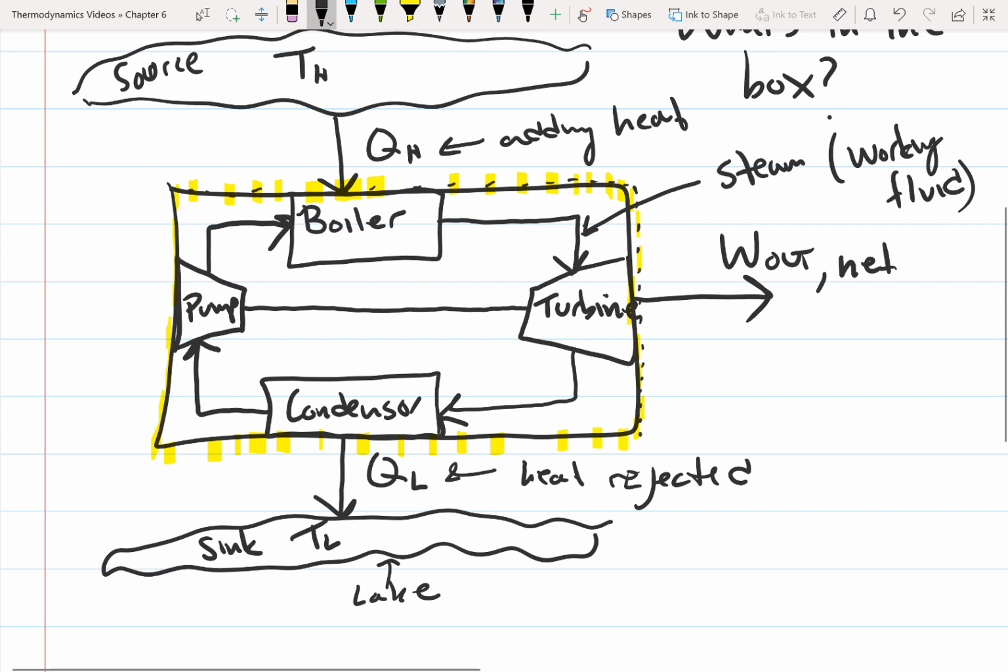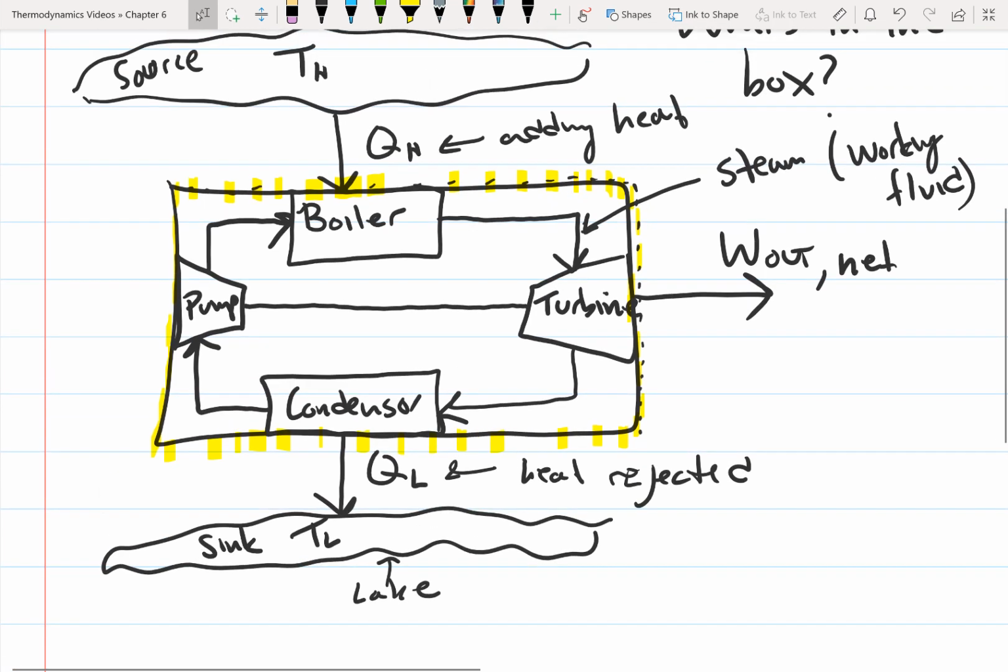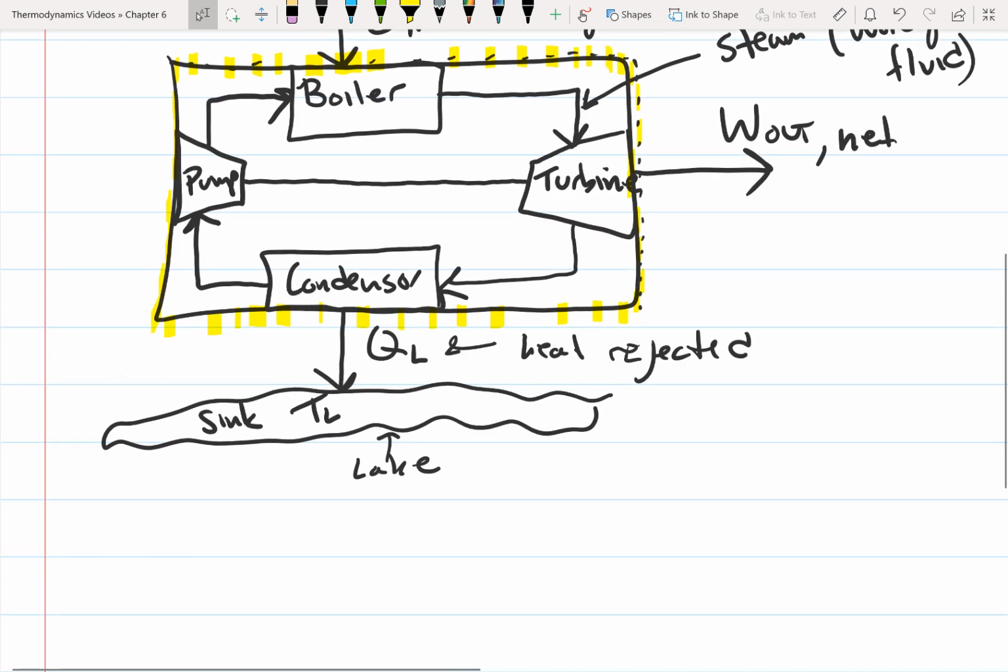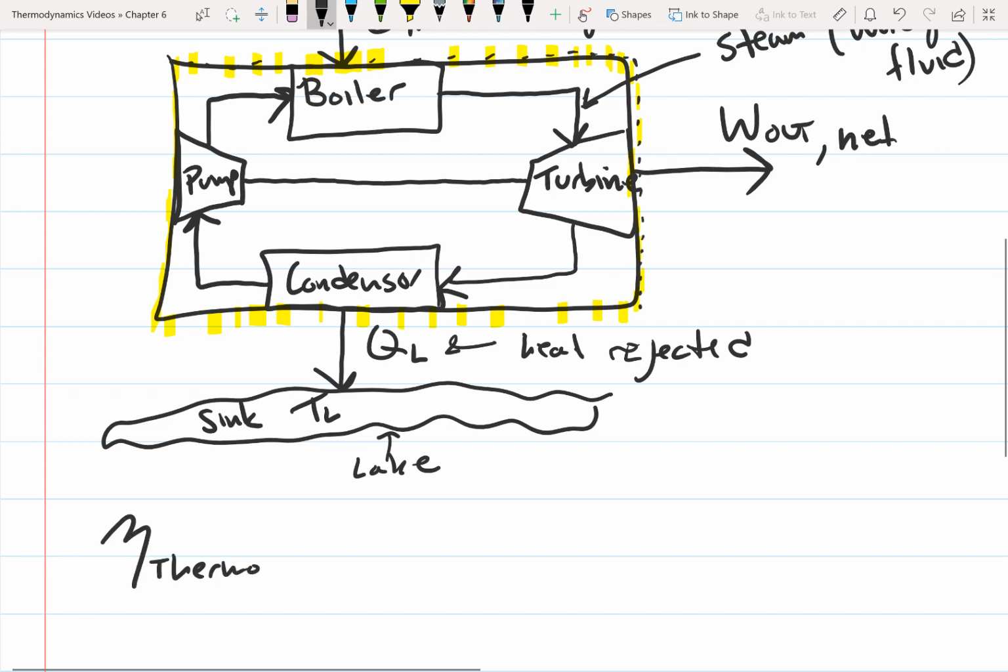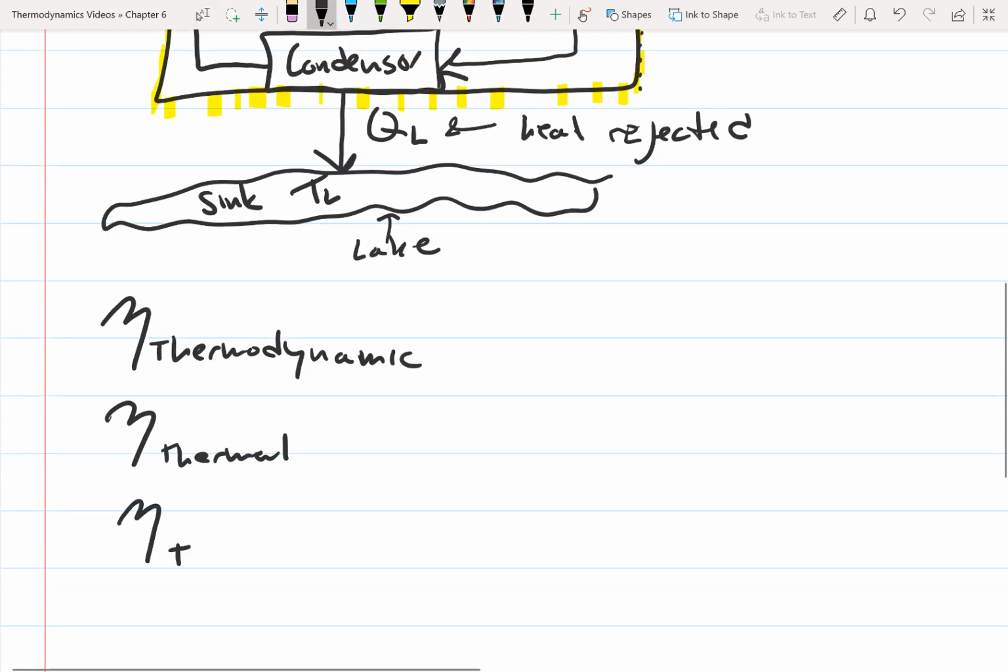And so the overall goal of what we're doing is we have this cycle where we're producing work, and we have a heat source, and we have a heat sink, and we want to determine if this violates the second law. So what we need to do is we want to consider the efficiency. And so the efficiency that we're going to consider is called the thermodynamic or thermal efficiency. So this is the thermodynamic or thermal, and this is often just written as TH.